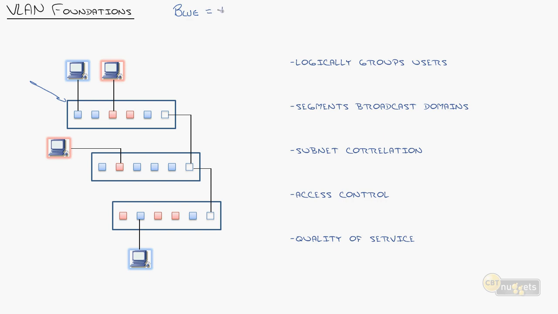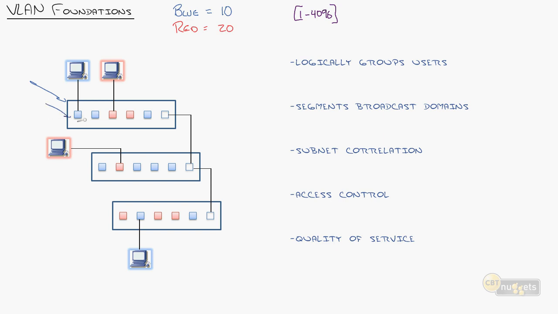So let's just say the blue VLAN is VLAN 10, right? And then we also come up with a red VLAN, and the red VLAN is VLAN 20. VLAN numbers can range from 1 to 4096, so you can have just a ton of different VLANs available to you. So when I split my network up into VLANs, let's just look at this switch right here.